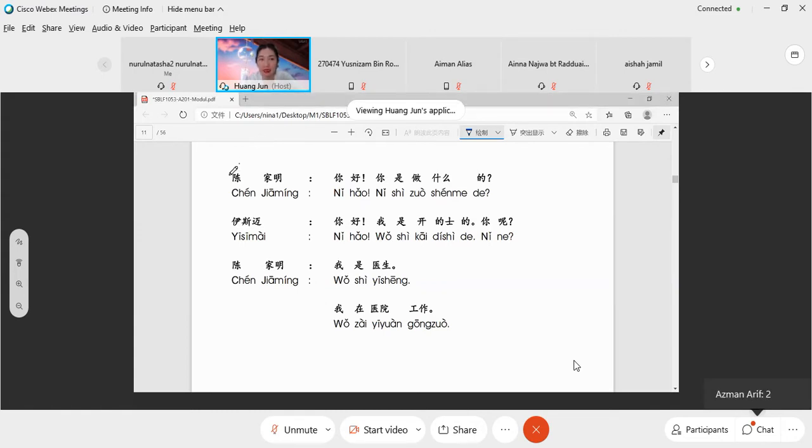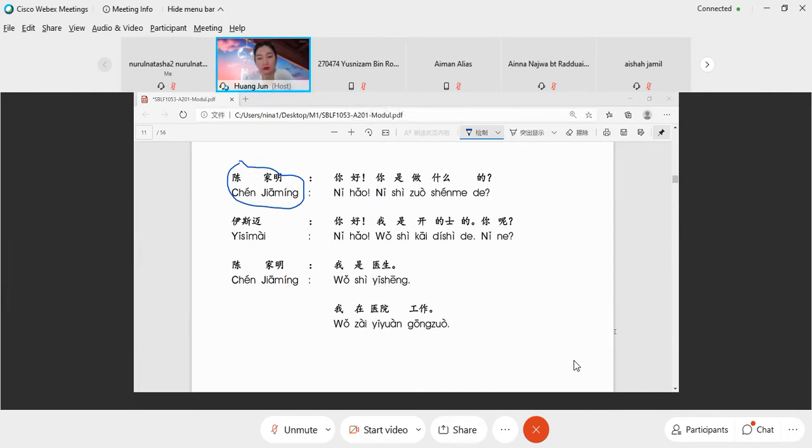The first one, 他叫什么名字？他叫陈家明。Very good. We have 2 people already remember. First letter write in capital. When you finish, put full stop mark in the end. So 他叫陈家明。His name is 陈家明。Then continue.